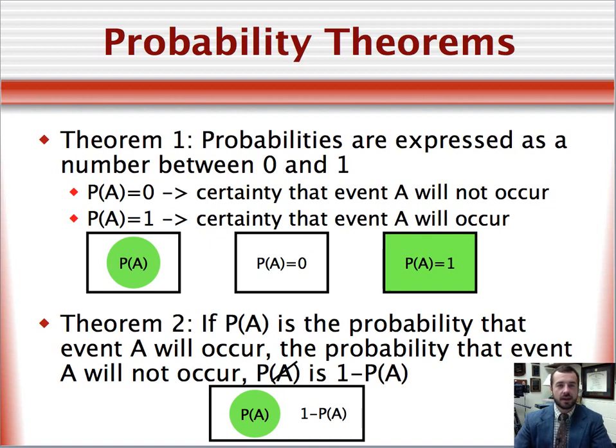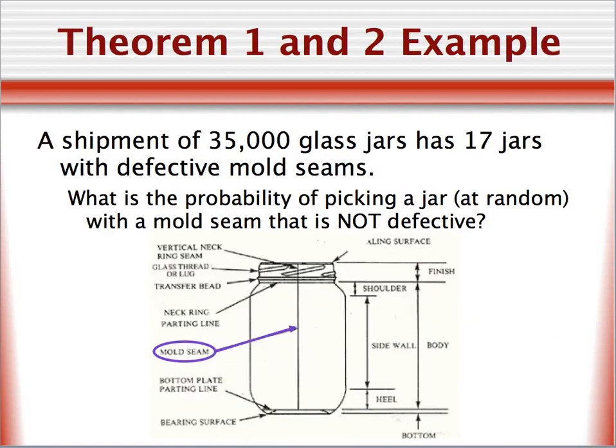Theorem 2 states that if P(A) is the probability that event A will occur, then the probability that A will not occur is simply 1.0 minus P(A). Okay, so let's apply these first two theorems. Suppose that we had a shipment of 35,000 glass jars. 17 jars have defective mold seams. We need to solve what is the probability of picking a jar at random with a mold seam that is not defective. So I'll give you a minute to calculate this.